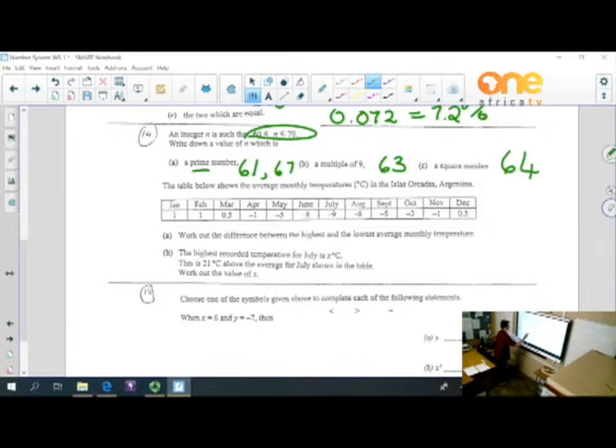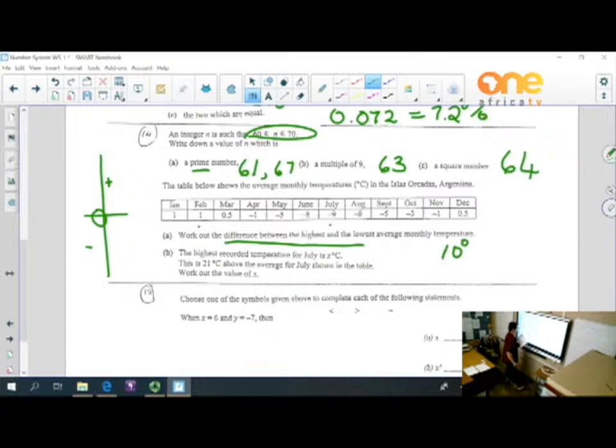The table below shows the average monthly temperatures in those cities. Work out the difference between the highest and the lowest one. But now remember, we work with a thermometer. So this is positive values and this is negative values. So if you're already negative and you go down, then you're not subtracting but adding. Okay, so what is the highest temperature? The highest temperature is 1. And the lowest temperature will be this -9. So the difference between the two is then 10 degrees.